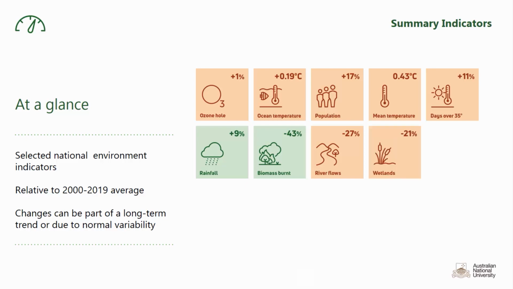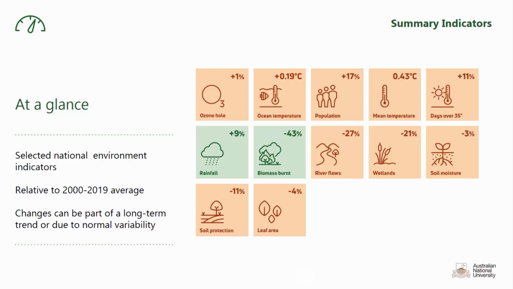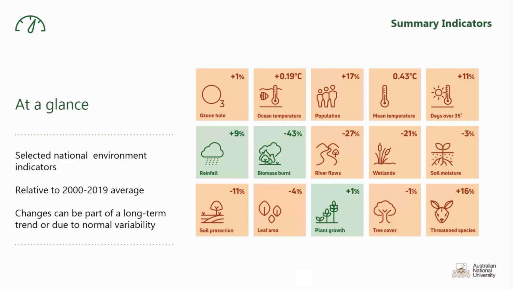Similar to river flows, wetlands were well below the long-term average. Soil moisture was fairly close to the long-term average thanks to good rains. Soil protection was still below average because the soil and the vegetation did not fully respond to the improved soil moisture conditions. Leaf area was a little bit below the long-term average. Plant growth was a little bit above average. Tree cover was slightly below average. And the amount of threatened species was 16% greater than the long-term average, again being part of a longer-term steady increase in the number of threatened species.